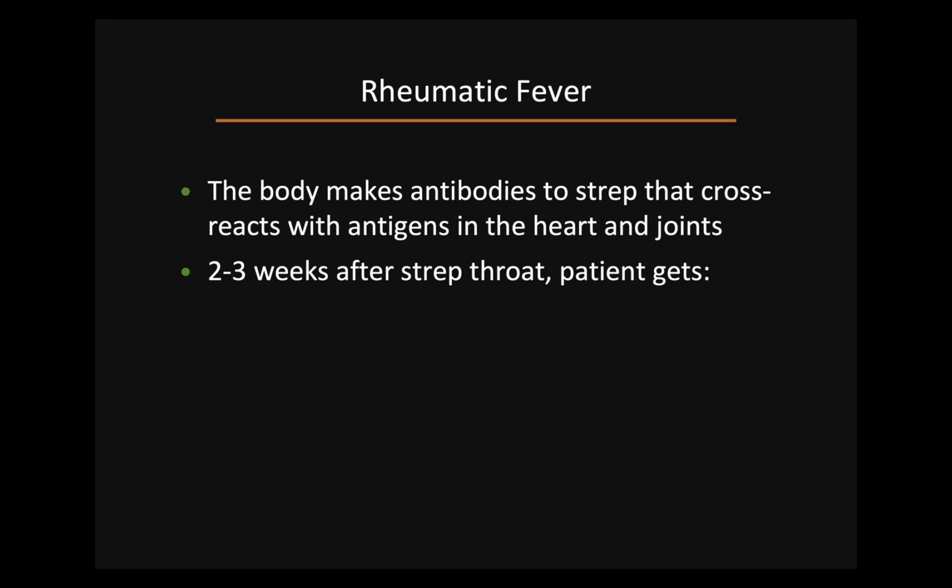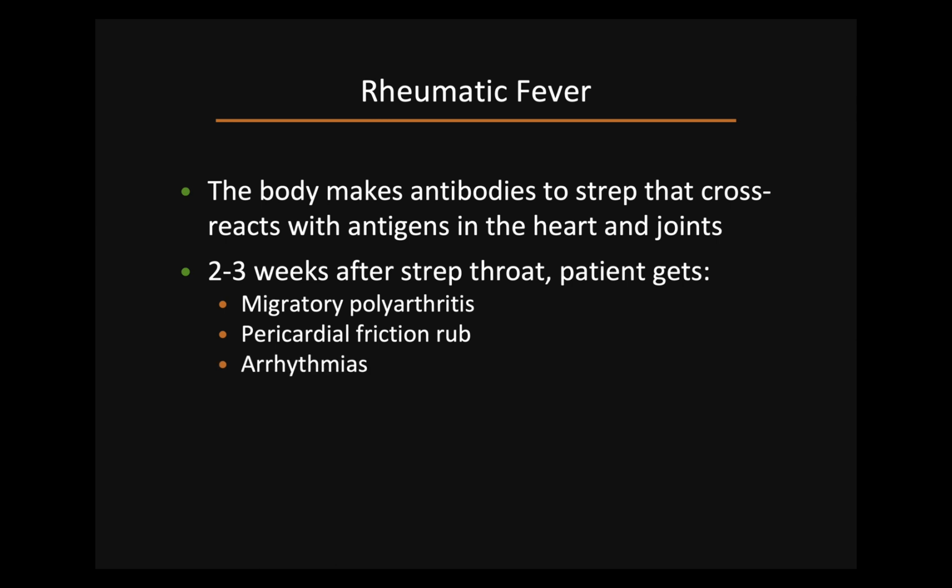So within about 2 to 3 weeks after the strep throat, the patient starts feeling this migratory, what we call polyarthritis, which means that from one joint to the next, it starts to hurt. And then they can have pericardial friction rub. So the outside sac, the pericardial sac, starts to rub with each breath, usually due to excess production of fluid around the heart. It may cause arrhythmias of the heart, and then chronic disease can actually reappear decades later.